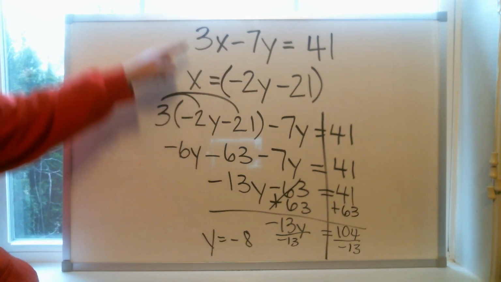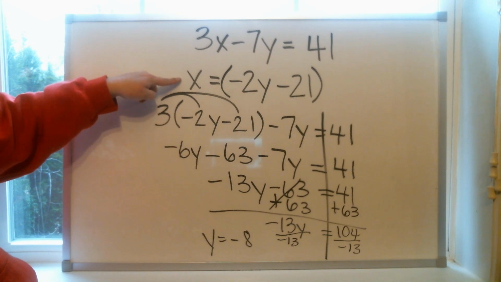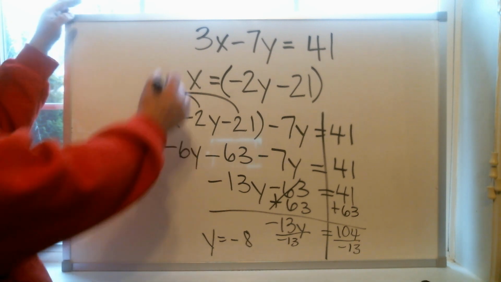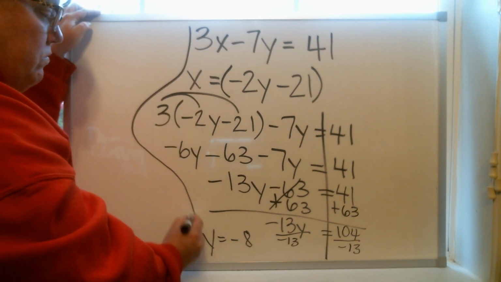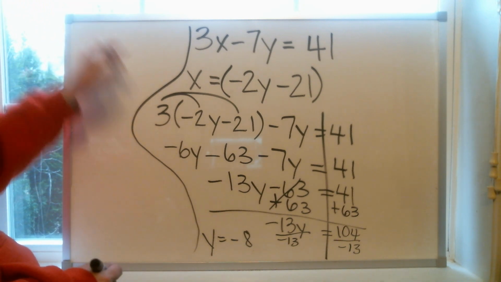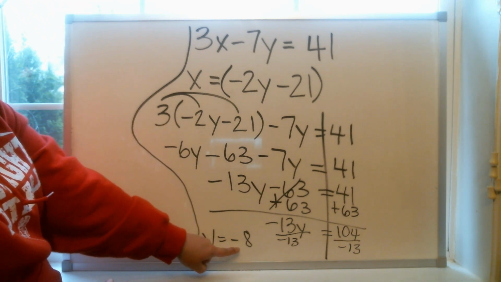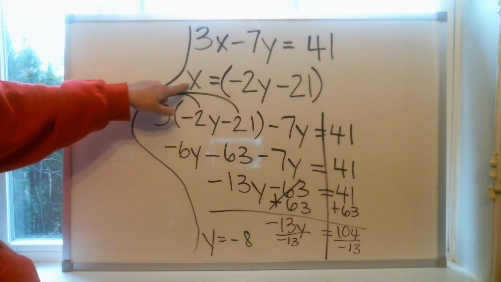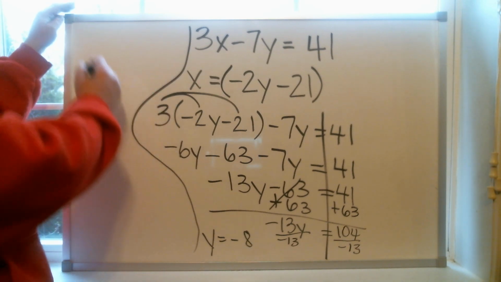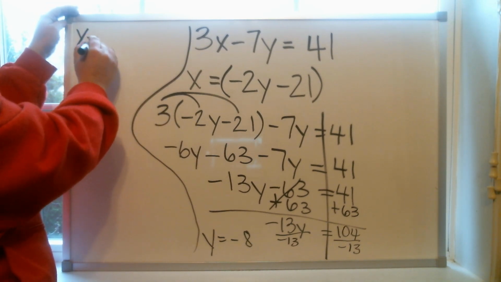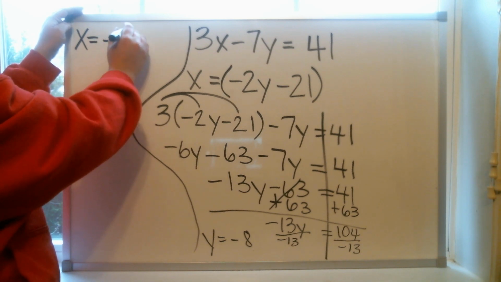Okay, it would work if I used the first one, but I'm choosing the second one because I want to do less work. And I draw a line here so I don't smush my work together. Okay, so I'm going to use a negative 8 in place of y. And remember, I said I'm choosing the second one for less work. So x equals negative 2.